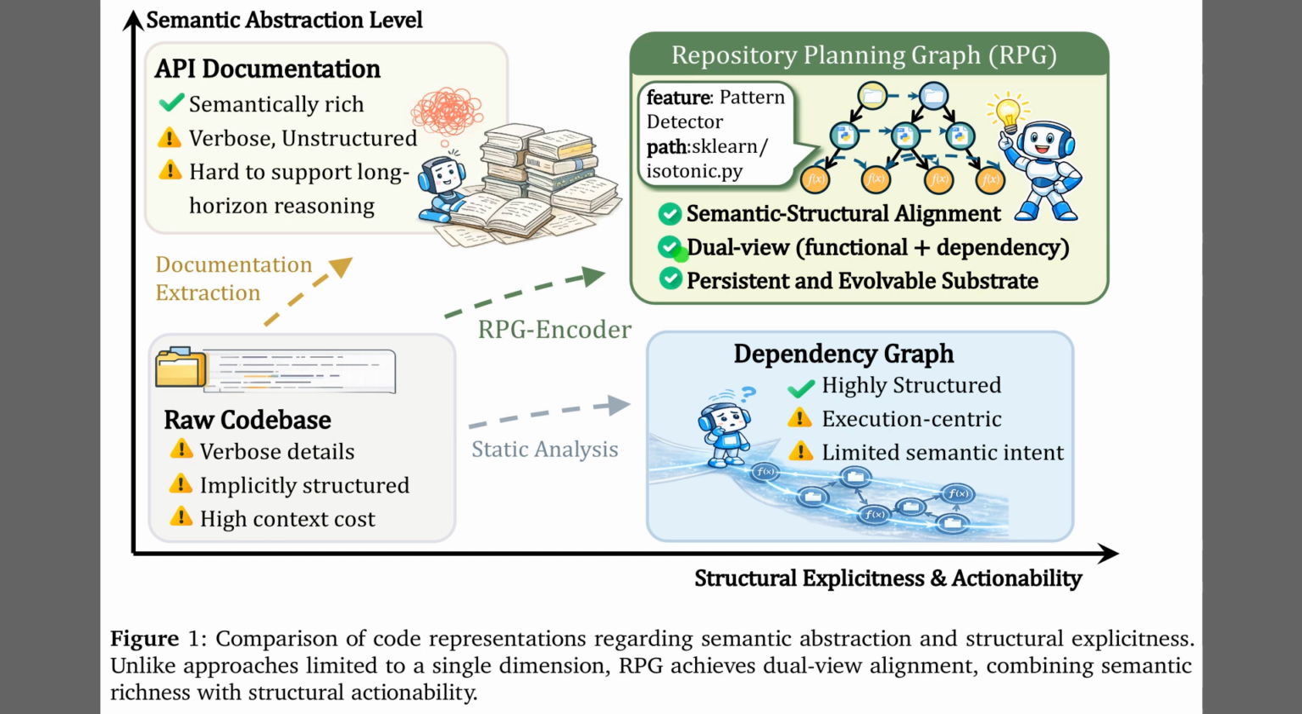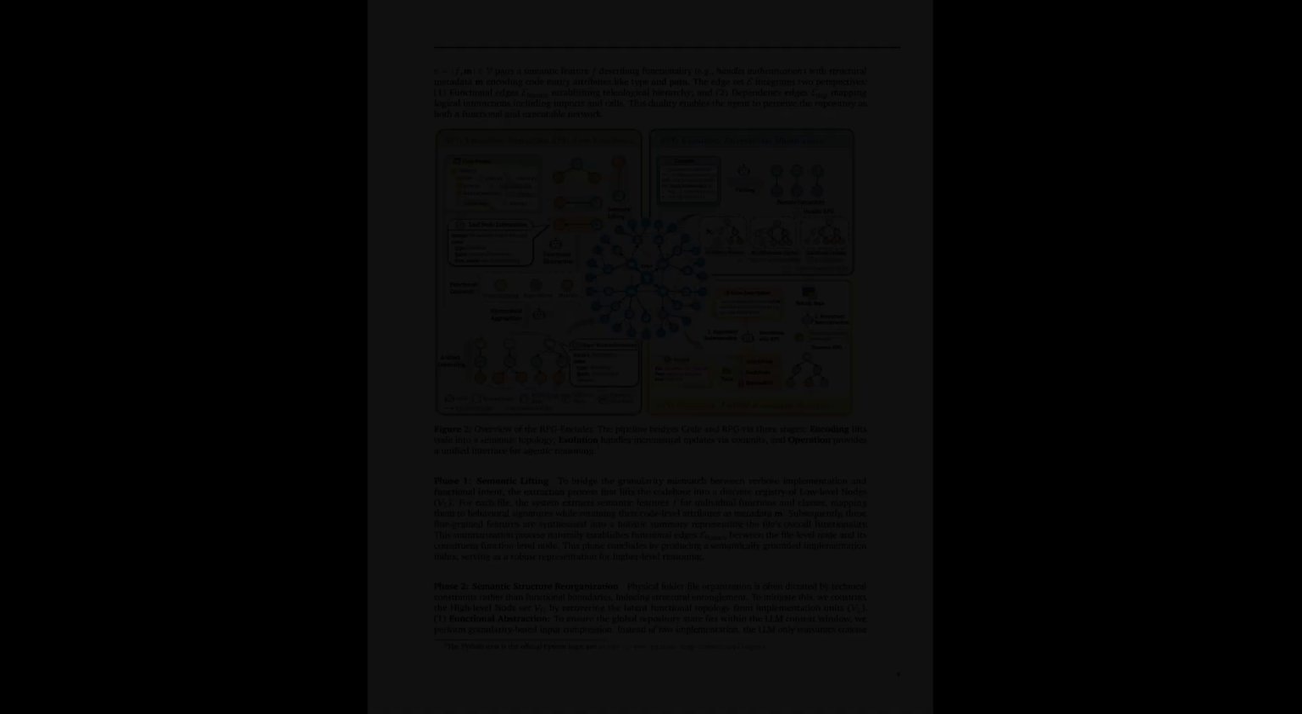the code. The repository planning graph, shown in the top right, solves this by merging both qualities, creating a unified representation that is both semantically deep and structurally actionable.